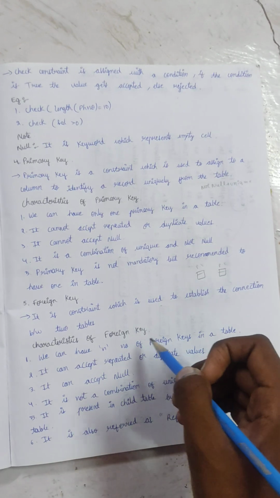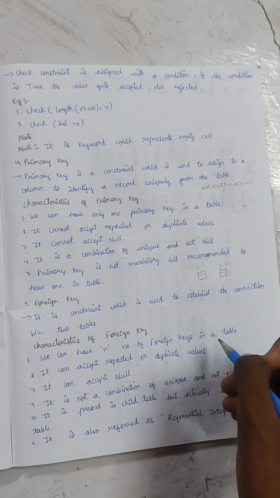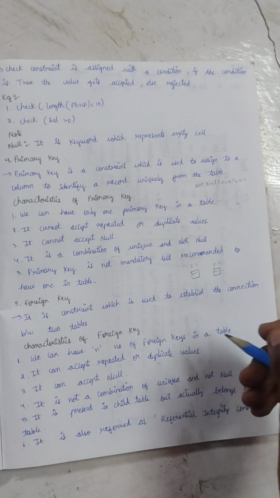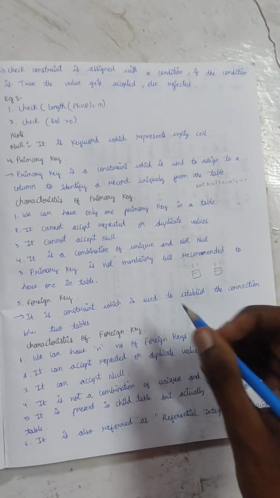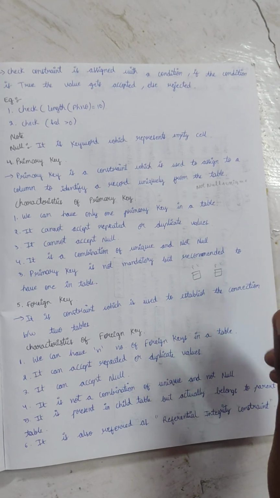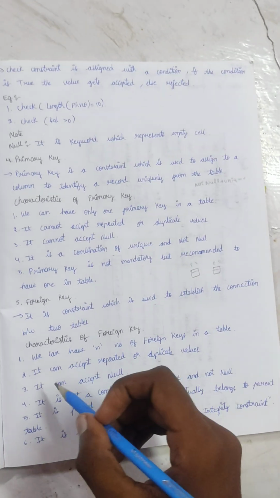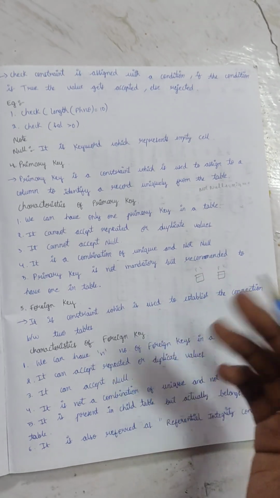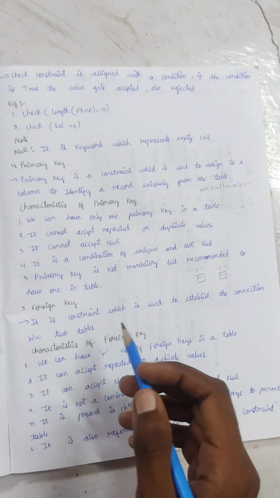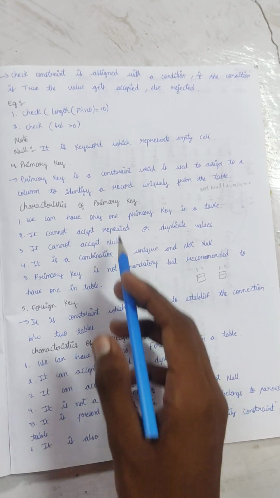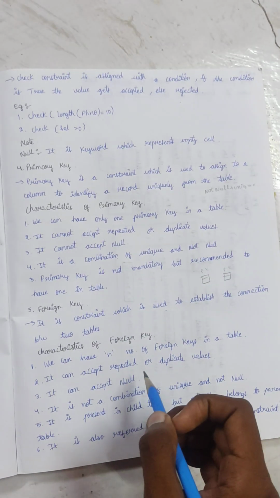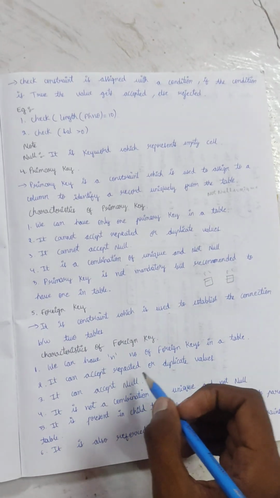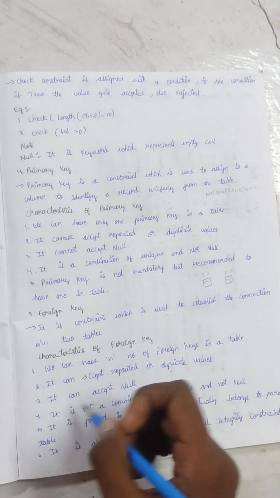Characteristics of a foreign key: we can have n number of foreign keys in a table. We can have multiple foreign keys for one table, but only one primary key in a table. It can accept repeated or duplicate values. It is exactly opposite to the primary key. A primary key cannot accept repeated or duplicate values, but a foreign key can accept repeated or duplicate values, and it can accept null values also.